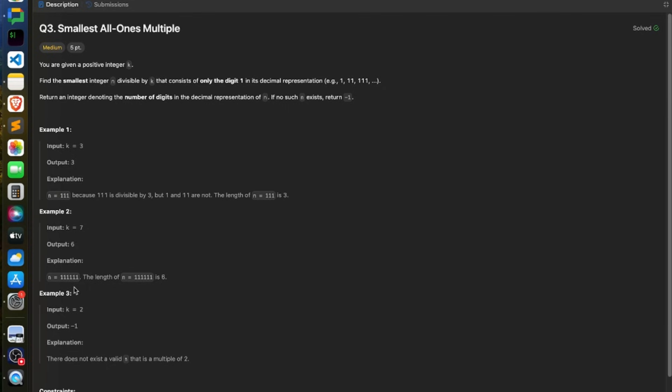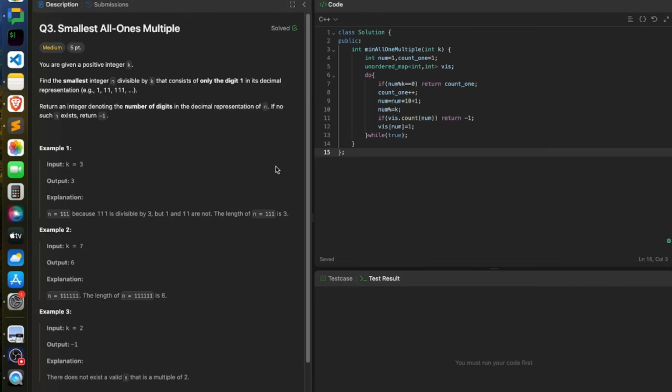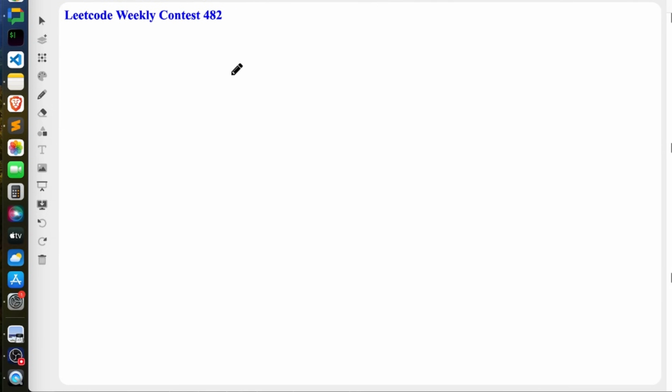So 6 represents how many ones there are. Actually, it's a brute force problem. I mean, it's not like you have to find some optimal solution. So what you can do, let me explain it. To solve the third problem, we are going to apply a brute force solution.